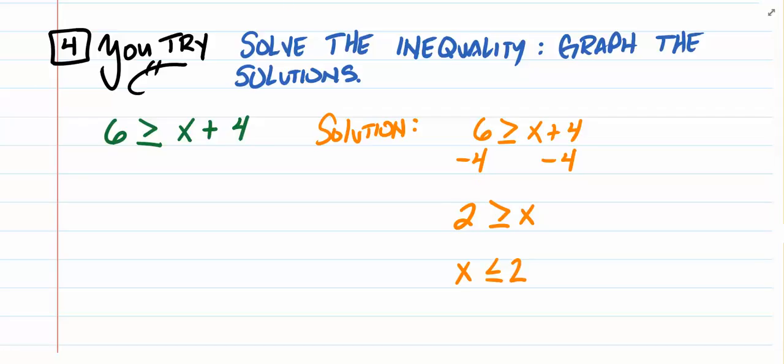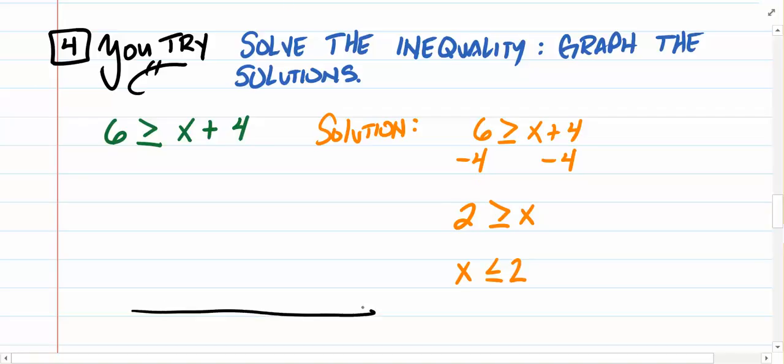Then to graph the solution, I give myself a number line, I give myself 0, I give myself 2, and I place a dot above the 2, and I color it in this time because it's less than or equal to, and I shade to the left. So any number that's to the left will satisfy the inequality.